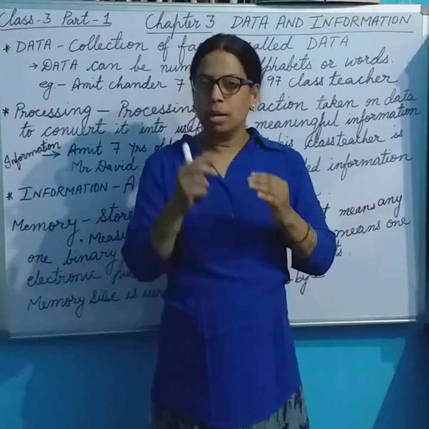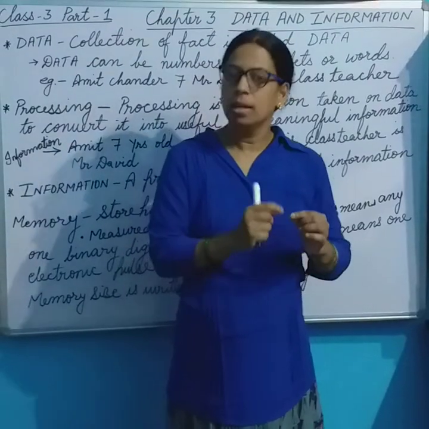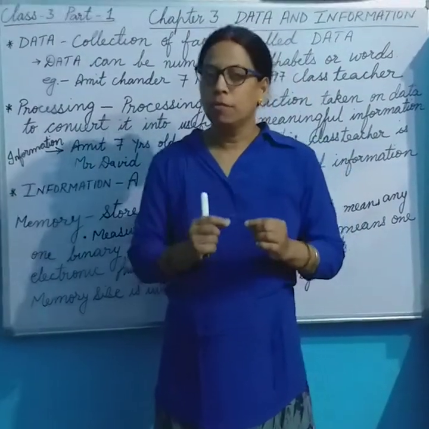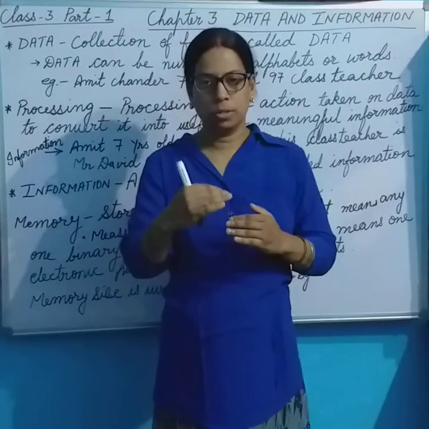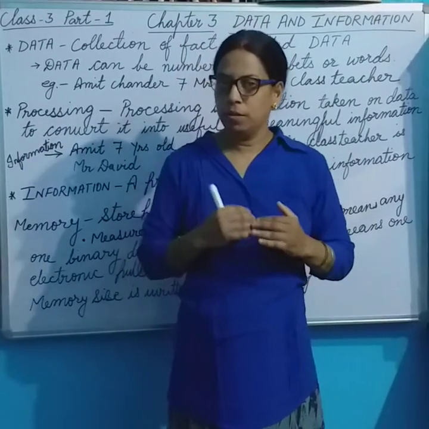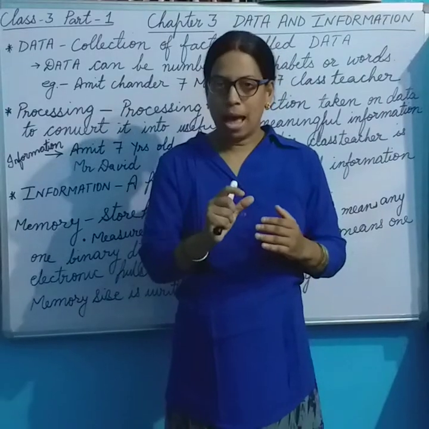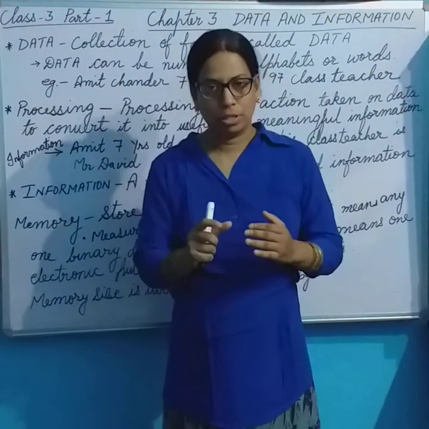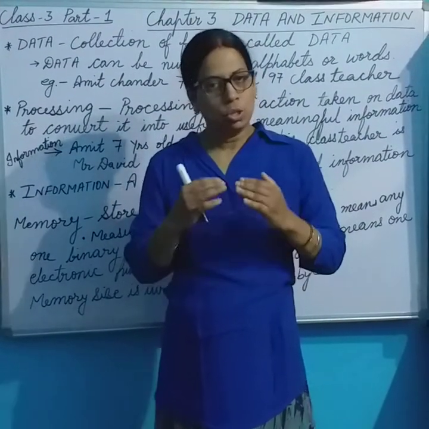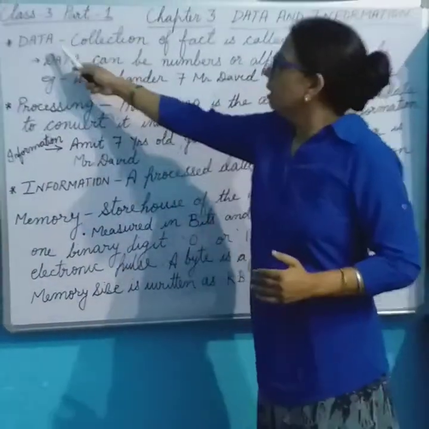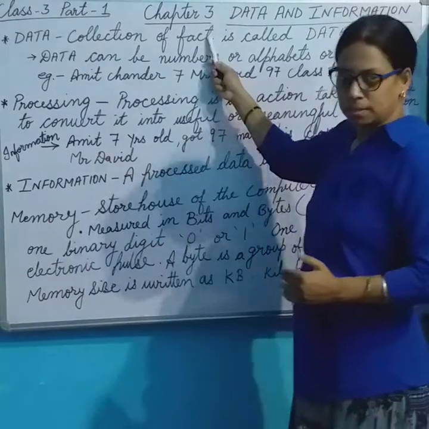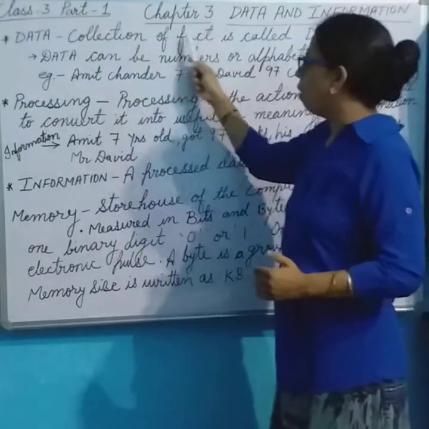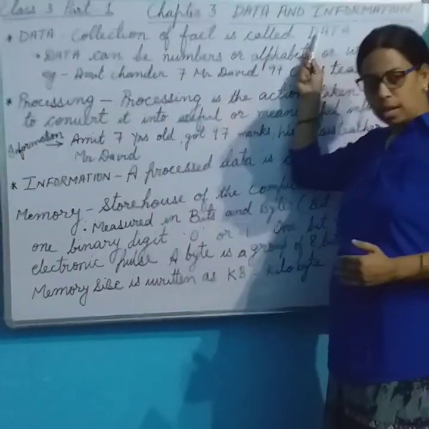That particular highest mark of the child is called the information. So what is the difference here in data, processing and information? The difference was, data was actually the raw fact which was collected. So we say that data is the collection of facts. That's it. Collection of facts is called data.